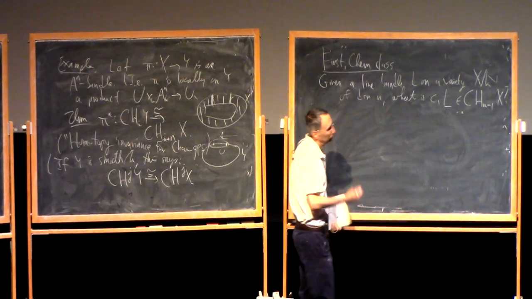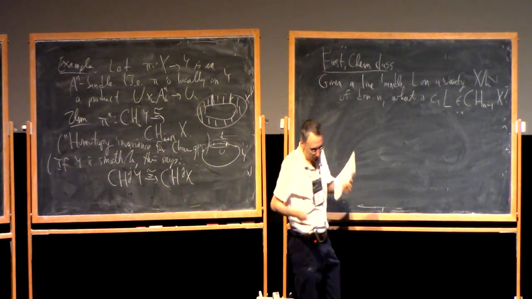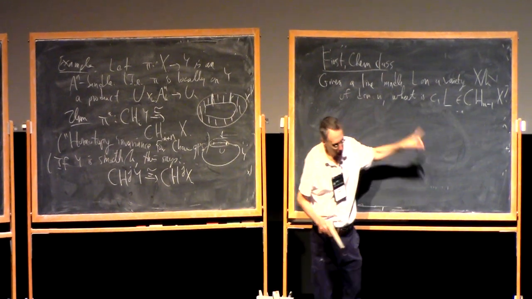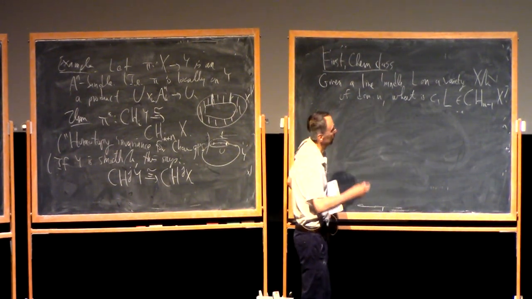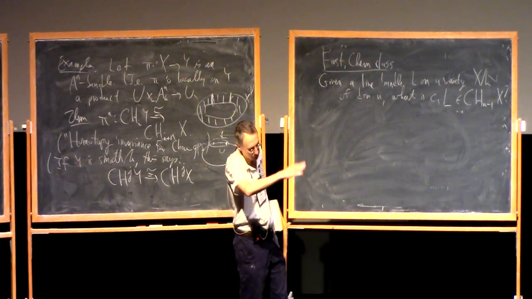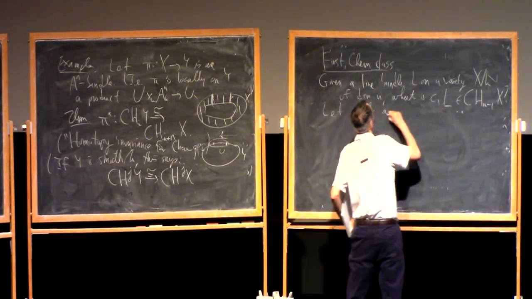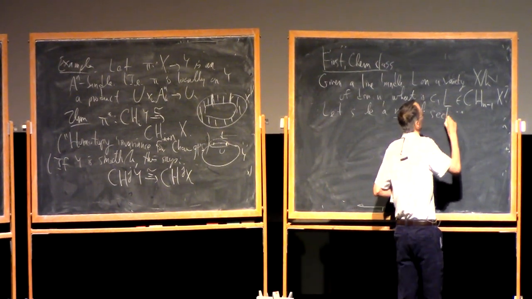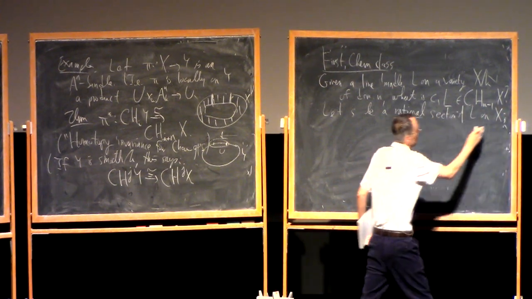So how do you do that? Well, you look at any section and then you look at where it's zero. Now, in algebraic geometry, you have this difficulty that not every line bundle has a global section other than zero, but you always have a rational section. That is a section that has possibly some zeros and some poles. So let S be a rational section of L on X, which is not identically zero.